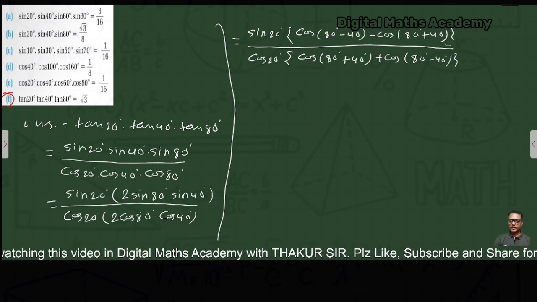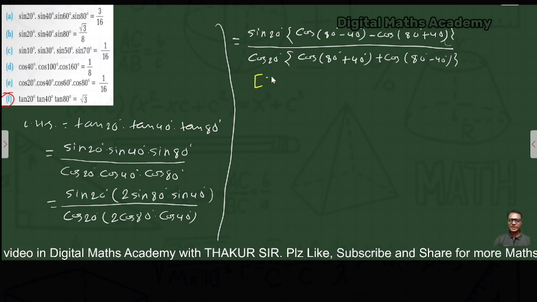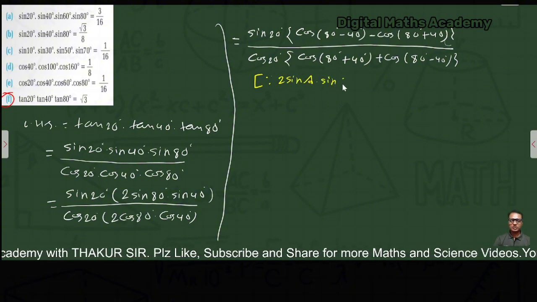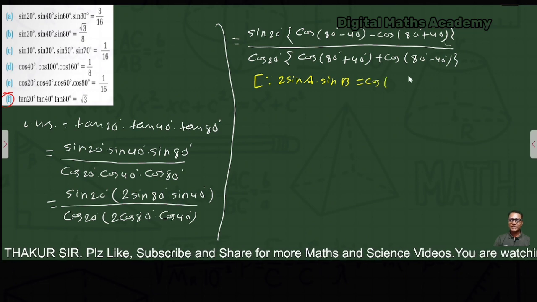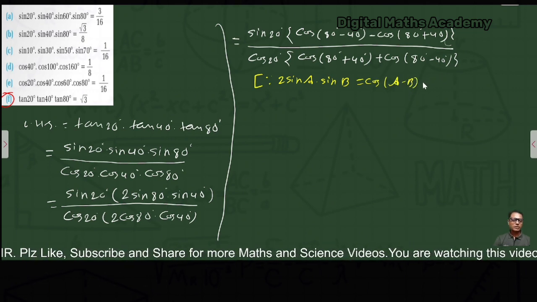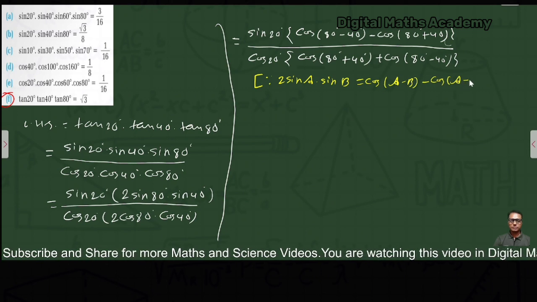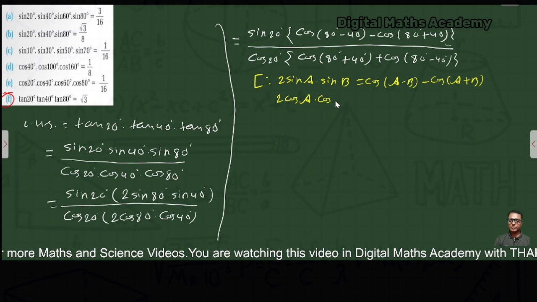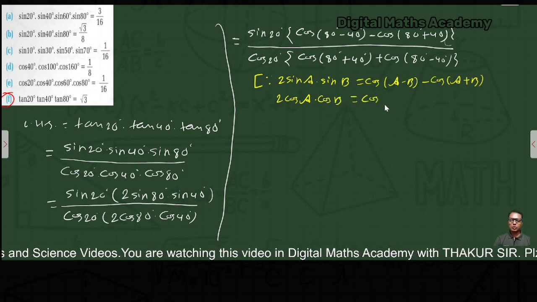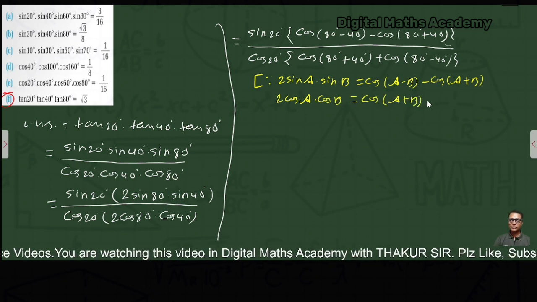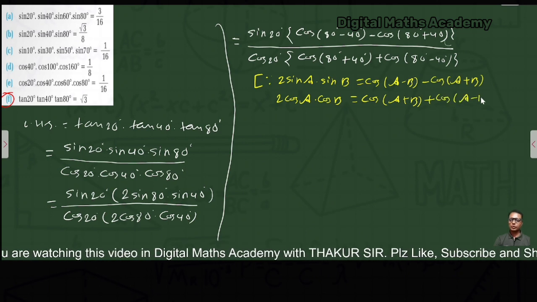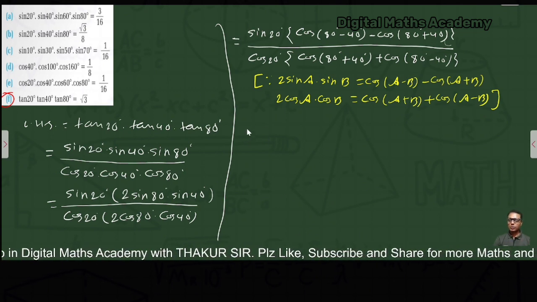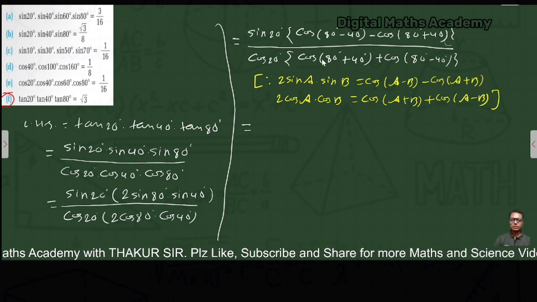So better will be to write the formula inside the bracket. So we have here 2 sin A dot sin B equals cos (A minus B) minus cos (A plus B). And similarly we have here 2 cos A dot cos B equals cos (A plus B) plus cos (A minus B). If you write the formula inside the bracket, it will be more clear. Now next one is here, we are going to simplify it.